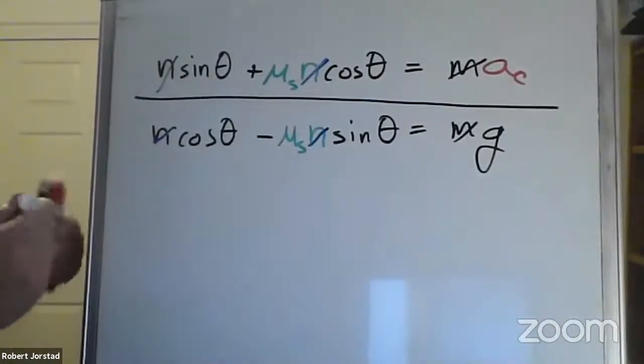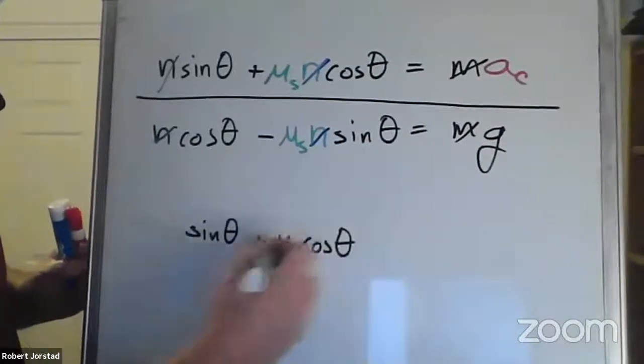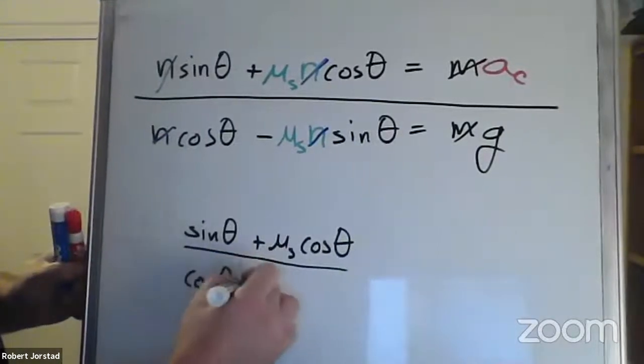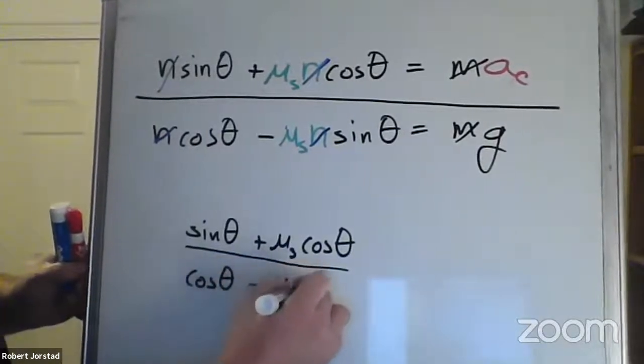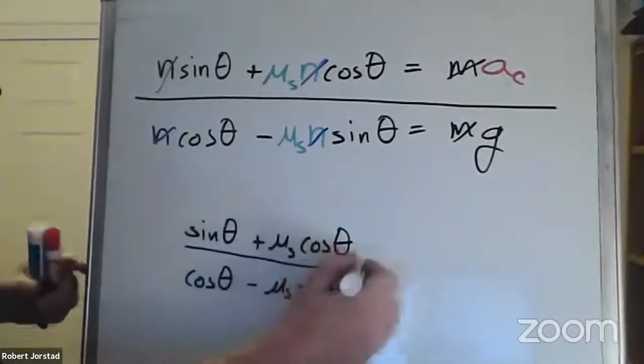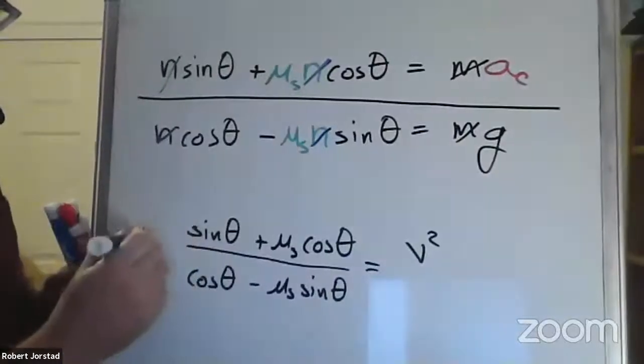Do you agree? So on this side, you get sine theta plus mu static cos theta. And on the bottom, I think we get cos theta minus mu static sine theta, right? And then on the right side, we get V squared over R g. Do you believe that? Yes. So then do you agree I could cross multiply and take the square root? Uh-huh.